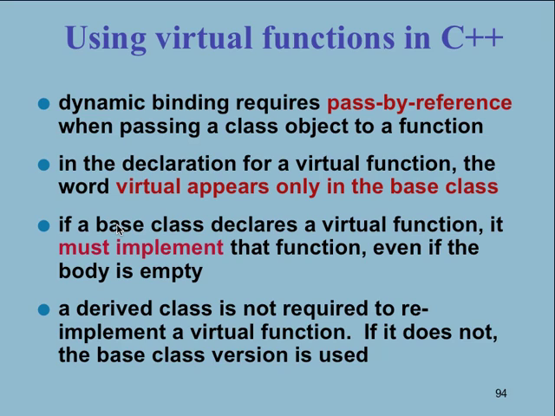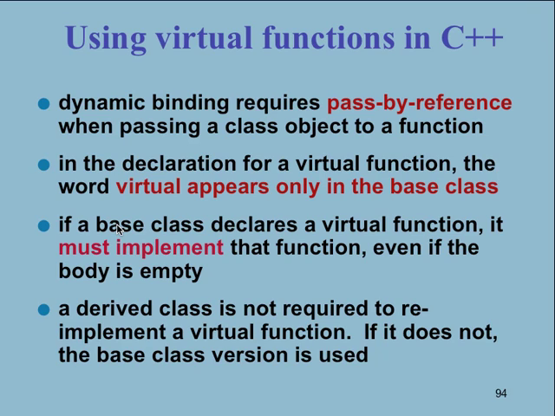So the base class declares a virtual function. It must implement the function, even if the body is empty, because it has to dynamically create it. And if it's not there, it can't create it, essentially, because everything in the base is static. When you say it's virtual, it's still static, and then virtual says, hey, look for the dynamic creation of this method. Even if it's empty, you actually have to include it.